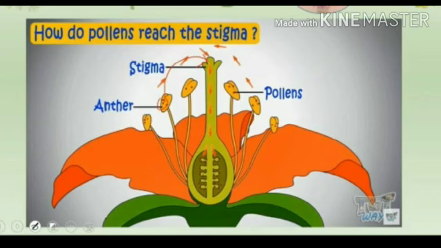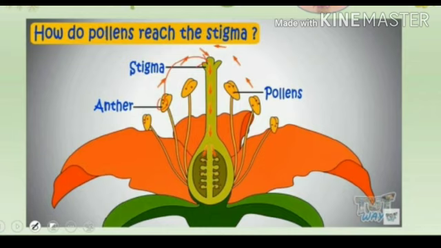Now about fertilization. The ovules or egg cells in the ovary are fertilized by the pollen grains fallen on the stigma. This process is called fertilization. Seeds are formed from fertilized ovules, whereas the ovary develops into a fruit.